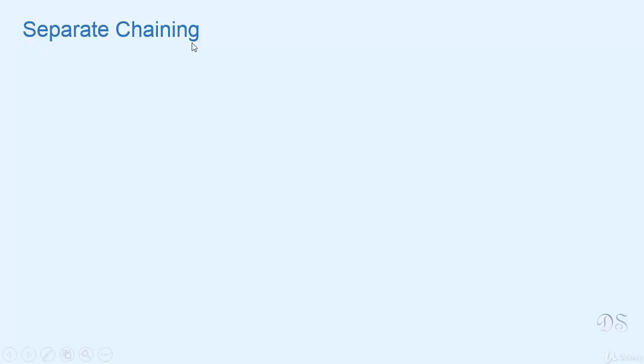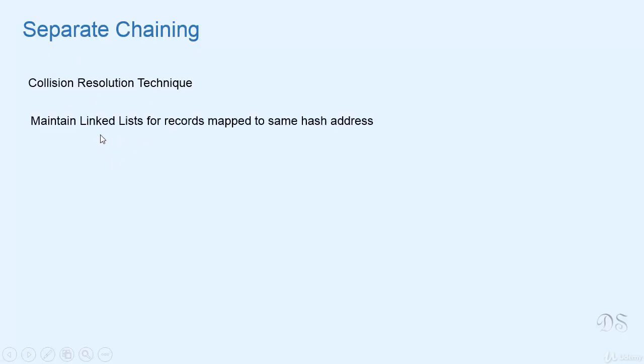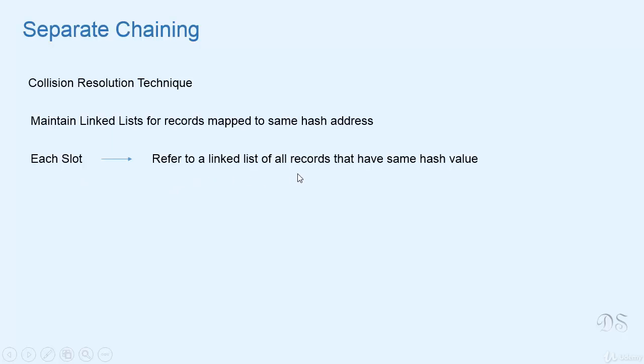In this lecture, we'll discuss separate chaining, which is a collision resolution technique. In this technique, we'll maintain linked lists for records that are mapped to the same hash address. So here, each slot of the hash table will refer to a linked list of all records that have the same hash value. Any index I of the hash table will refer to the linked list of all records that have hash value I.